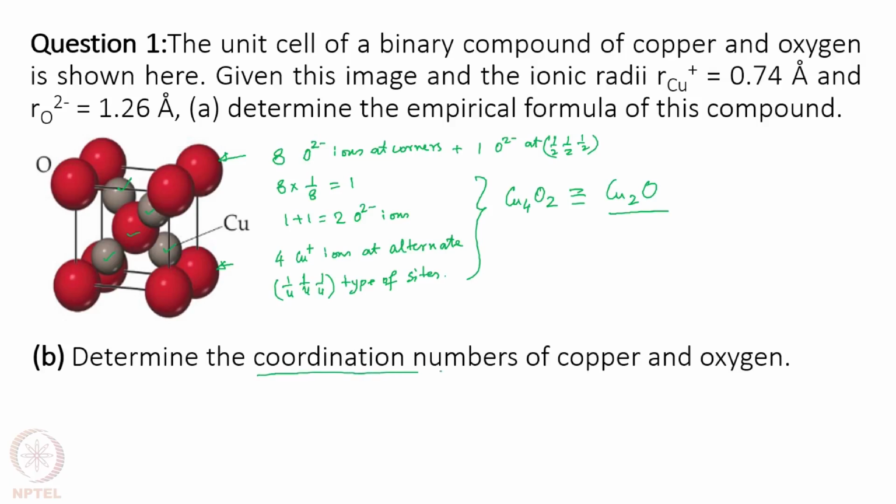Now, determine the coordination number of copper and oxygen. If we look at the central oxygen, we see that there are 4 coppers nearby, and this is true for all oxygens if you grow the lattice in all 3 directions. So, the coordination number for oxygen is 4. Now, if you look at the structure more carefully, what we see is for every copper you have only 2 oxides nearby. So, the coordination number for copper is just 2.